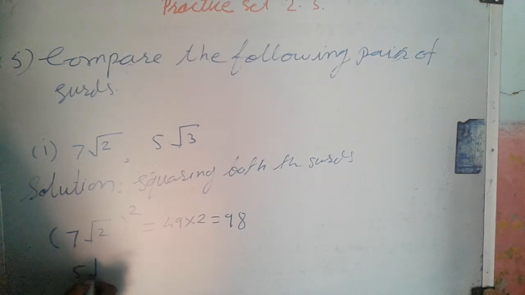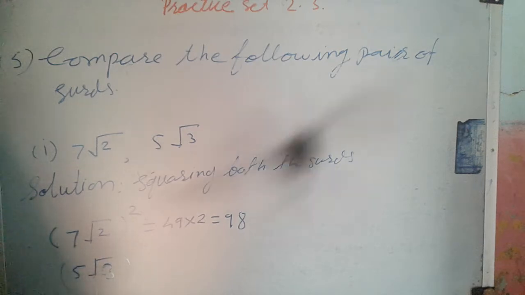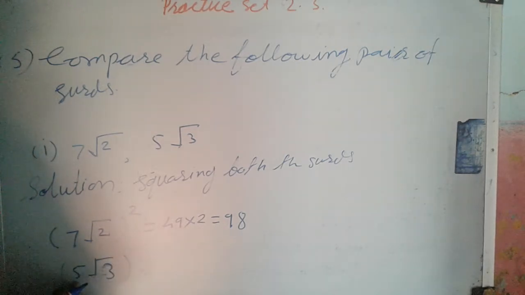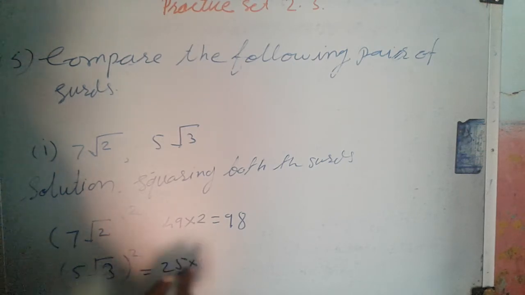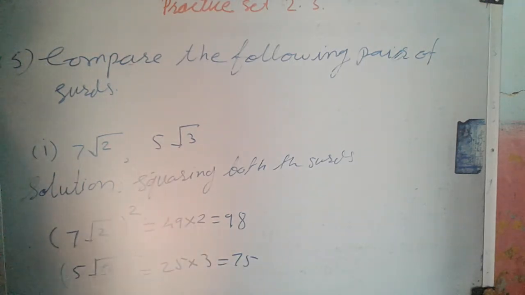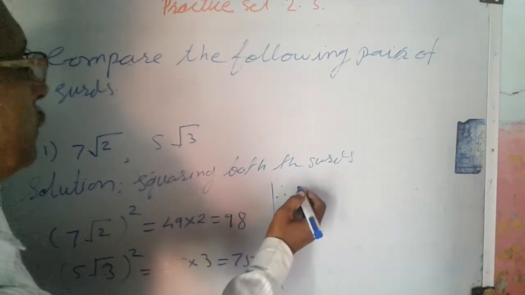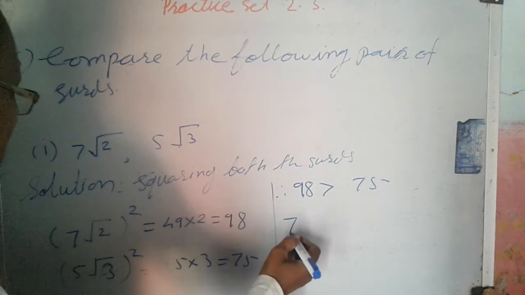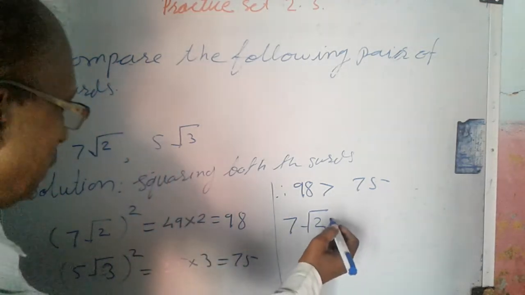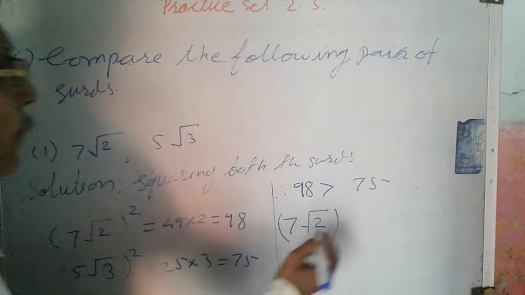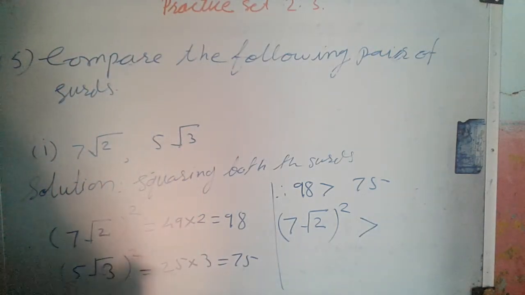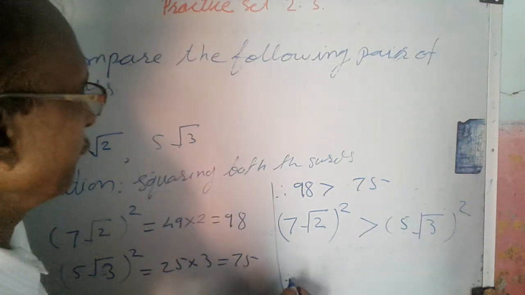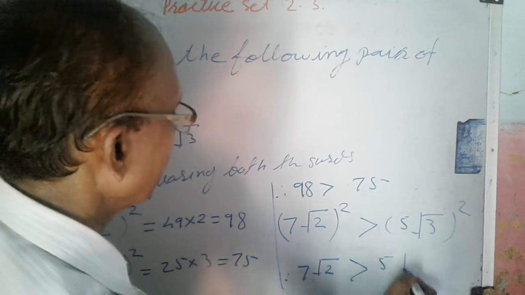And now squaring 5 root 3, we get square of 5 is 25 and square of root 3 is 3, so 75. That means here 98 is greater than 75. So 98 is the square of 7 root 2 and 75 is the square of 5 root 3, and therefore 7 root 2 is greater than 5 root 3.